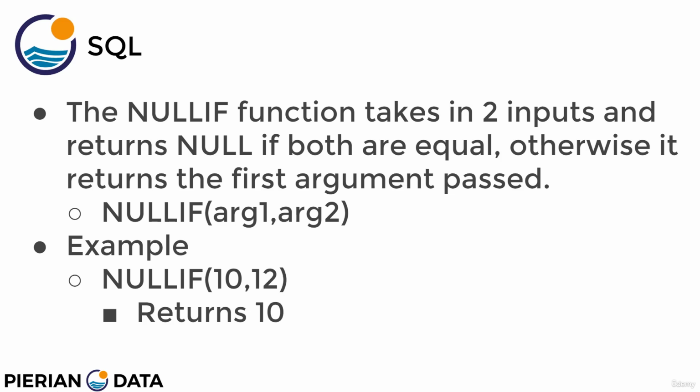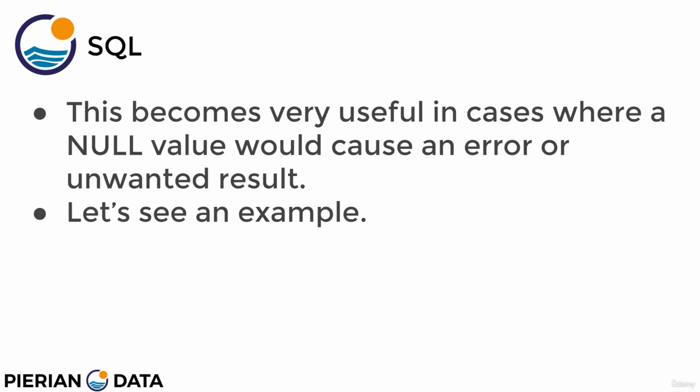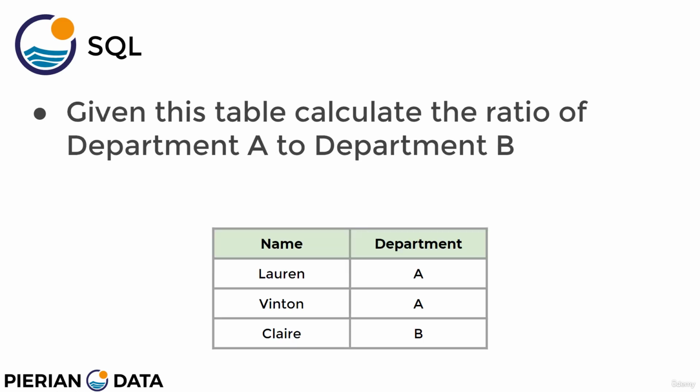However, if you were to pass in 10 and 12, since those are not equal to each other, it's going to return 10. This becomes very useful in cases where a null value would cause an error or an unwanted result. Let's go ahead and show an example of this. So let's imagine we have this particular very simple table and we want to calculate the ratio of people in department A to department B.